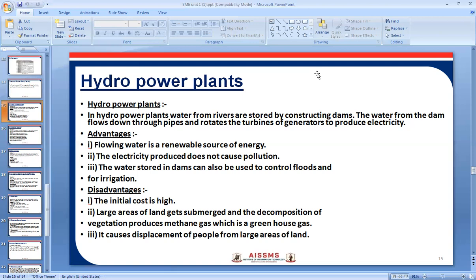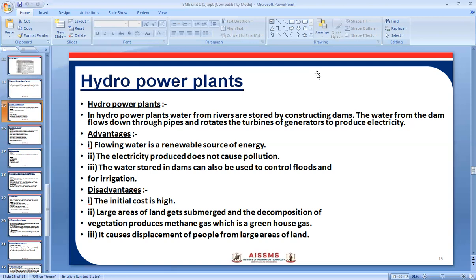Then what are the disadvantages of the hydroelectric power plant? First, the initial cost is high. A large area of land gets submerged, and the decomposition of vegetation produces methane gas, which is a greenhouse gas. It also causes displacement of people from large areas of land. So these are the disadvantages of the hydroelectric power plant.